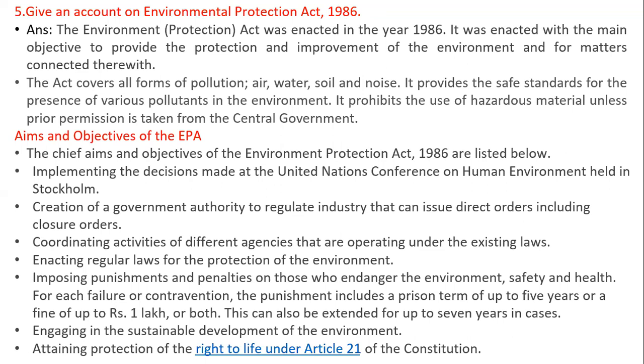Developing technology and protecting the environment both have to go hand in hand. Whenever we use technology to a very large extent, it is definitely going to affect the environment. So in sustainable development, we think about how to use eco-friendly technology so that we protect the environment and at the same time use the technology for our progress. Then, attaining protection of the right to life under Article 21 of the Constitution. So these are the main objectives explained in the Environmental Protection Act of 1986.